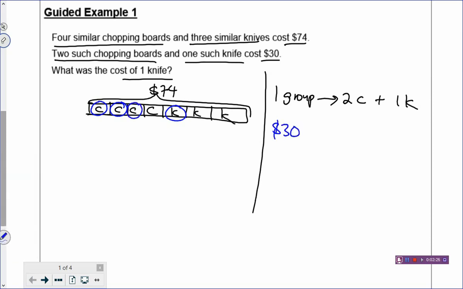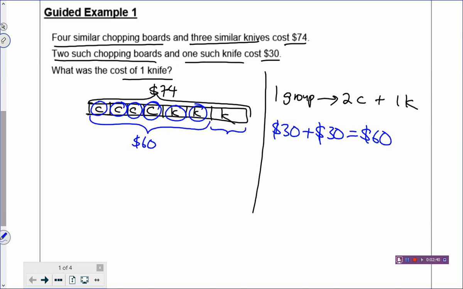Yes, I can. I have another 2 chopping boards and 1 knife. So I got another $30. So how much is 2 groups now? That will be $60. So which means that in this model, this part is $60. So now, can I find how much is 1 knife? You take 74 and you minus 60. So how much is 1 knife? 1 knife is $14, and you have solved the problem.